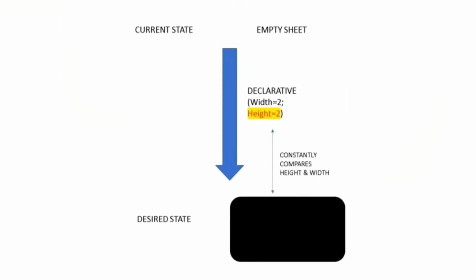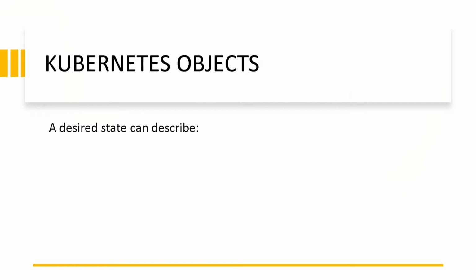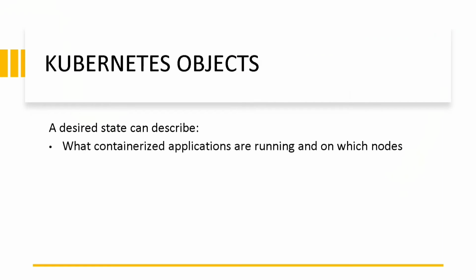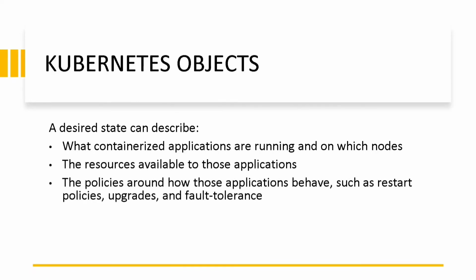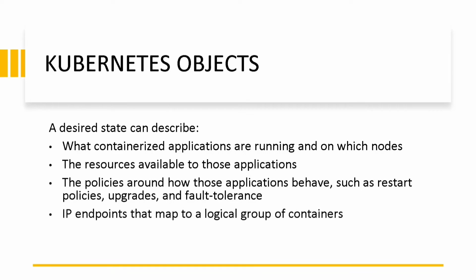A Kubernetes object's desired state can be used to describe what containerized applications are running and on which nodes, what resources are available to those applications, the policies around how these applications behave, such as restart policies, upgrades, and fault tolerance, the IP endpoints that map to a logical group of containers, how many replicas of a container are running, and much more. But these are some general things which you can tell the interviewer.